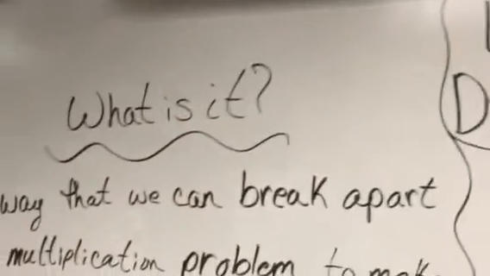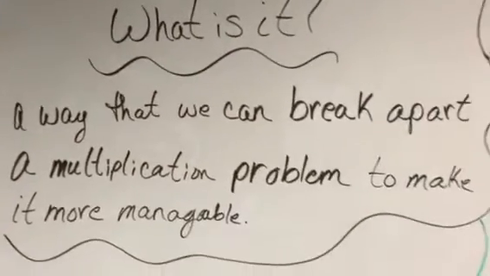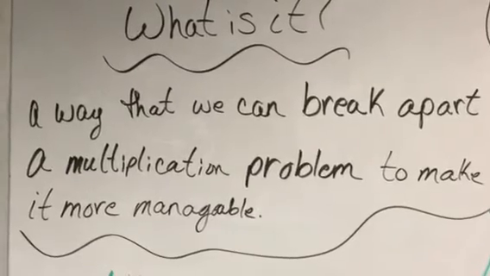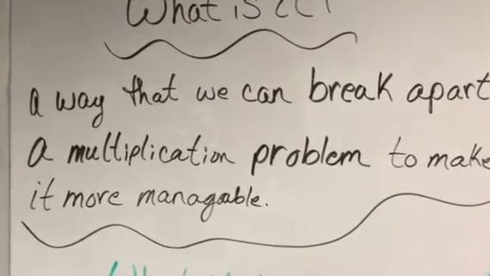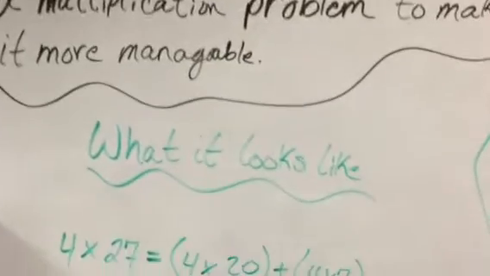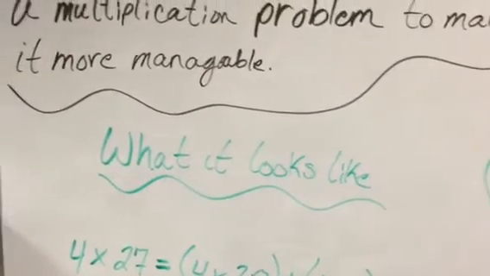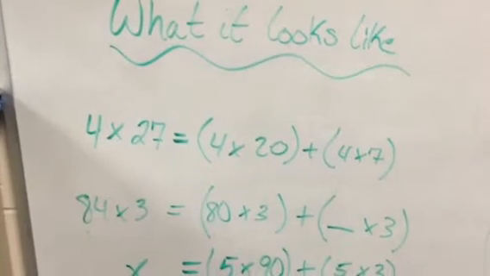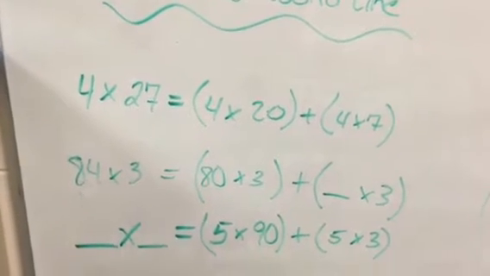Let's start off with, what is it? Well, the distributive property is a way that we can break apart a multiplication problem to make it more manageable. In just a minute, we'll show you what that means. Well, what does it look like? There's three different ways that we're going to use it in 5th grade. And you know what? There's even more once we get older. But let's look at it.